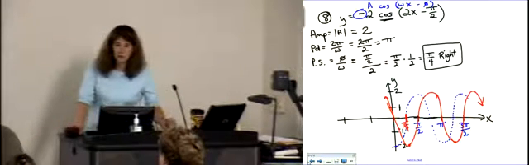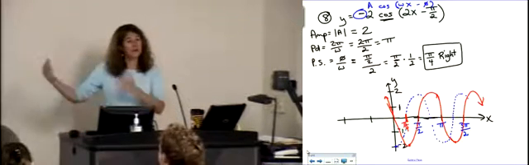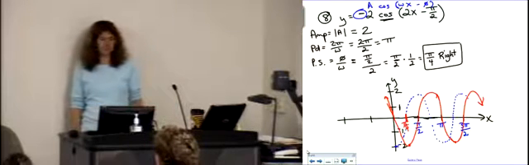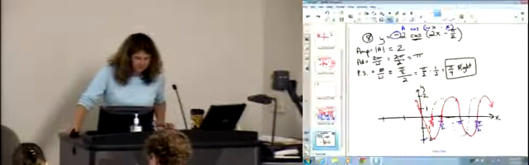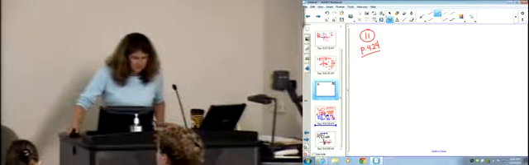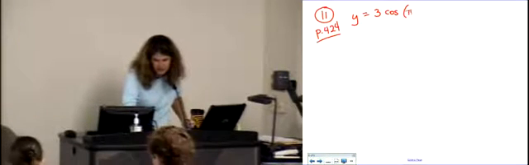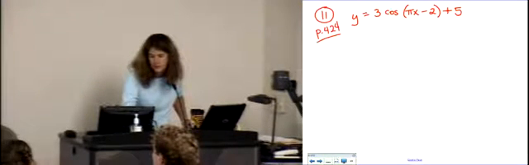So now we want to do number 11. After all that, now we can do number 11. Why did I wait till now? Because number 11, in addition to this stuff, is going to have a vertical shift as well. So we're going to add one more thing to it. So now we're ready for 11 here, which says y equals 3 cosine of pi x minus 2, plus 5.